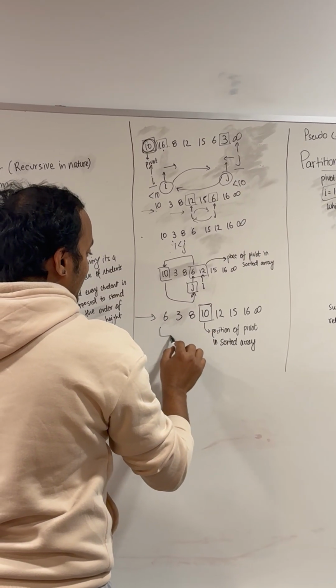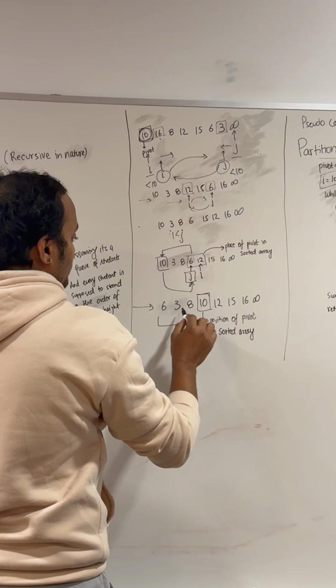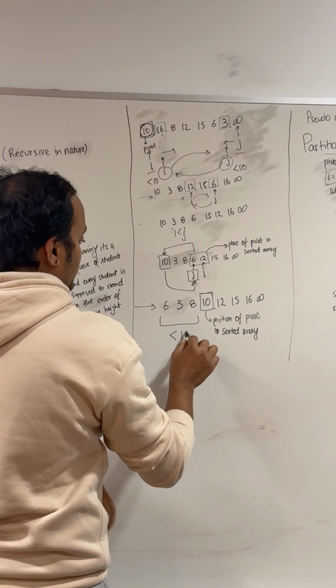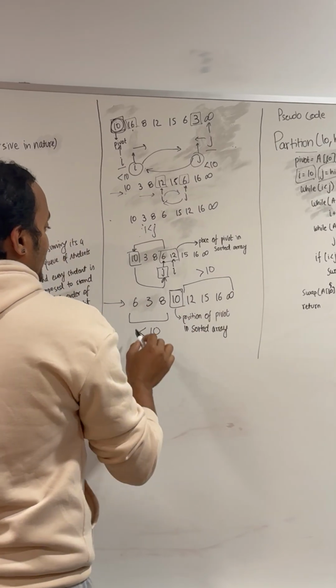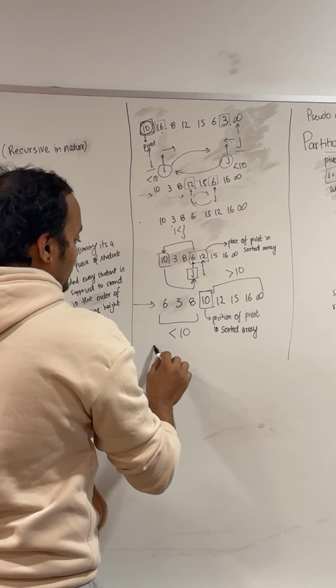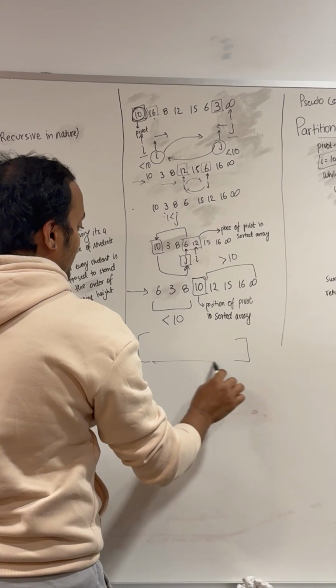We can see that every element that comes before the pivot is less than the pivot, and every element that comes after the pivot is greater than the pivot. Doing this for all the elements would result in a sorted array.